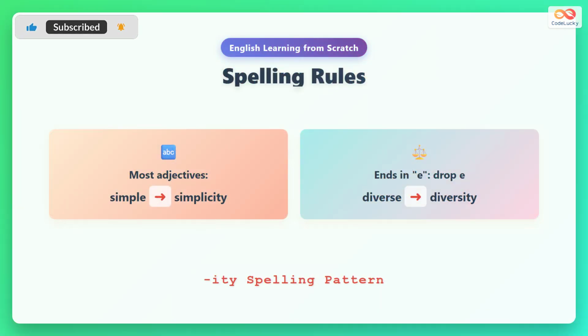For most adjectives, simply add ity. Simple becomes simplicity. When the adjective ends in e, drop the e first. Diverse becomes diversity. These spelling patterns help form correct nouns every time.